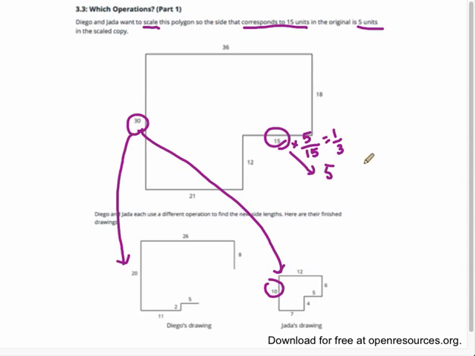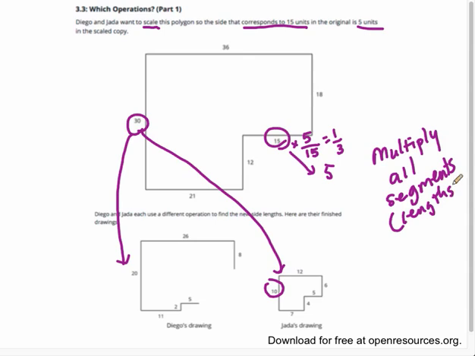So the conclusion here is that we multiply all segments, all line segments, or lengths, by a scale factor. So in creating scale drawings, we multiply all lengths by the same scale factor.